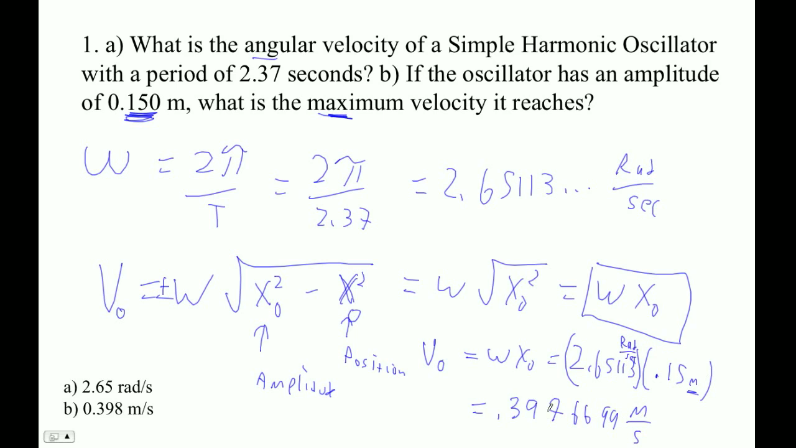Radians really aren't a unit. They're just there to tell you that we're talking about angle. Okay, so we have to round to here, so we'd have to say 0.398. Yay.